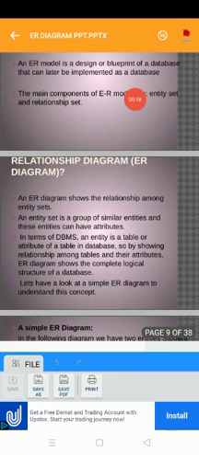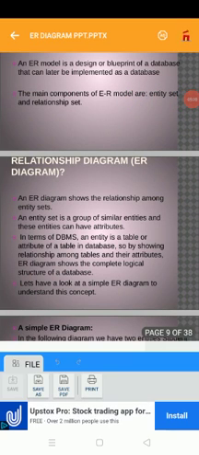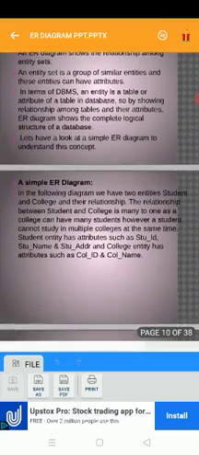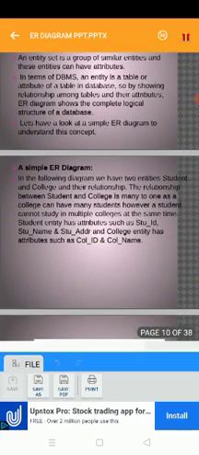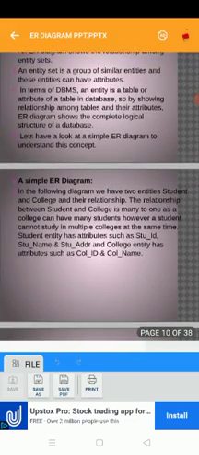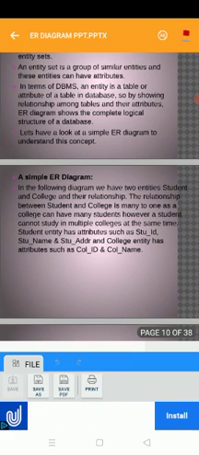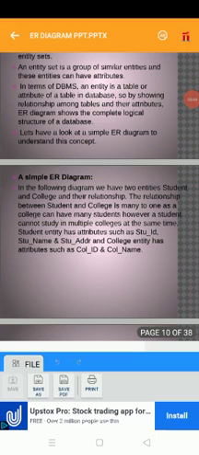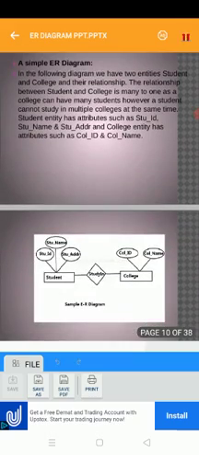Let's have a look at a simple ER diagram to understand this concept. In the following diagram, we have two entities, student and college, and their relationship. The relationship between student and college is many to one, as a college can have many students. However, a student cannot study in multiple colleges at the same time. The student entity has attributes such as student number and student address, and the college entity has attributes such as college ID and college name.